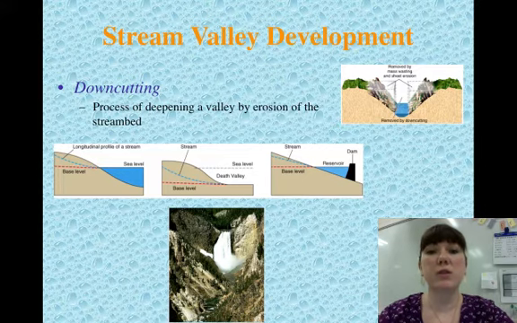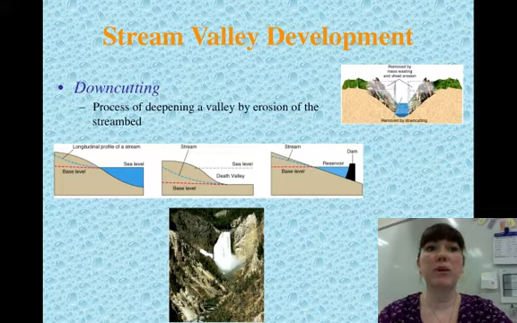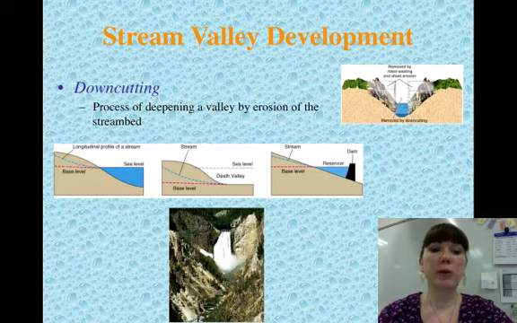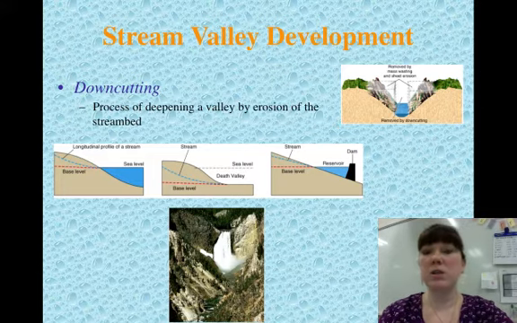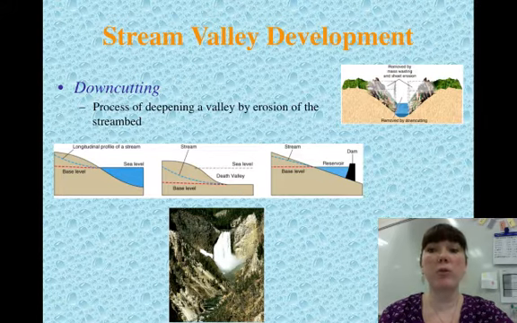A stream valley develops over time through a process called downcutting, which is the deepening of a valley by erosion of the stream bed. V-shaped valleys typically form from downcutting combined with lots of erosion. Streams cannot erode below what's called their base level, which we can see right here for these different streams. They have different base levels. They cannot erode below that. A base level can often be sea level or maybe the bottom of a closed basin. The downcutting rate can be pretty rapid. If a stream is pretty high above the base level, then it can downcut and erode away pretty quickly.